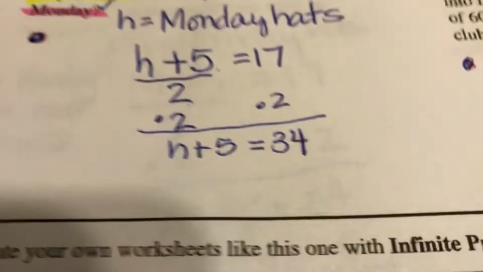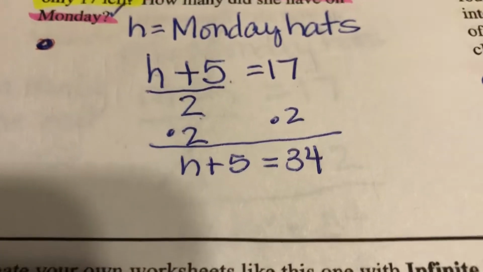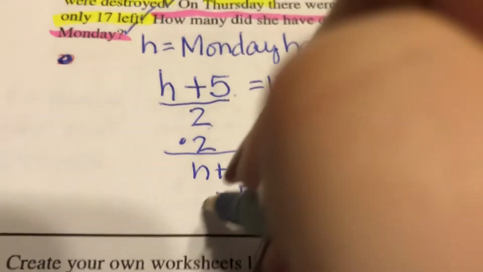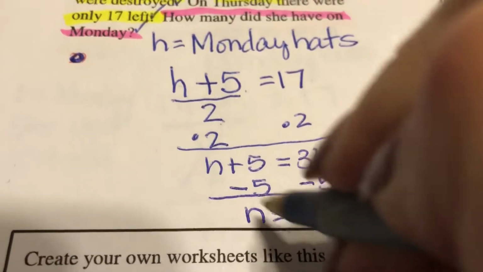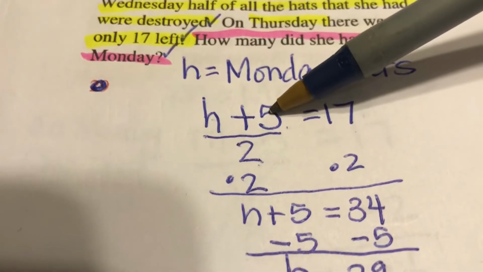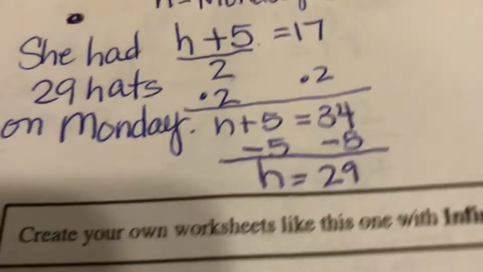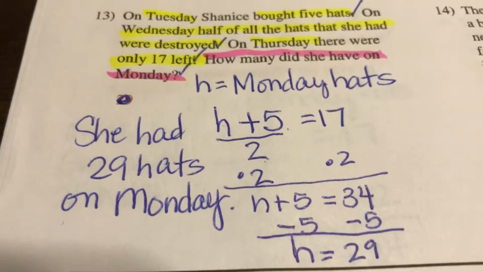So now I'm ready just to go ahead and solve for the number of hats I had on Monday. So if I added 5 on Tuesday, I'm going to take those 5 away to get back to what I had on Monday. And I get H is equal to 29. So 29 plus 5 is 34. Divided by 2 would give me 17. So that's correct. So I would put she had 29 hats on Monday. Okay. All right. So that's our first problem for today.